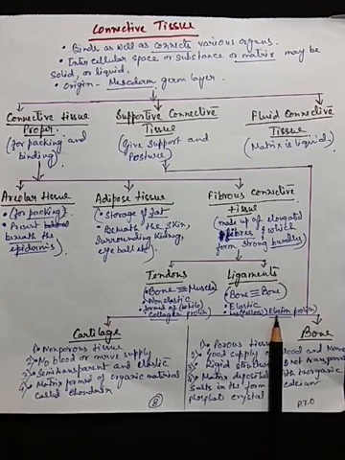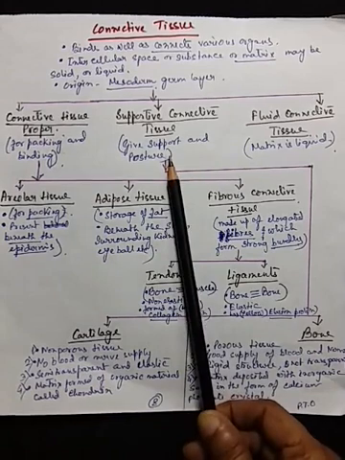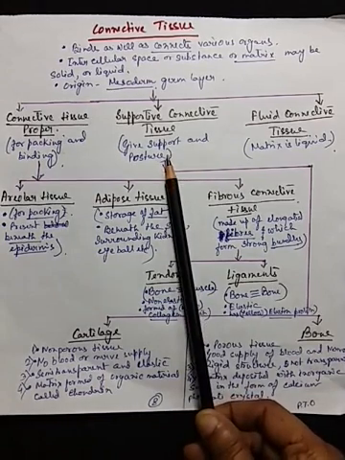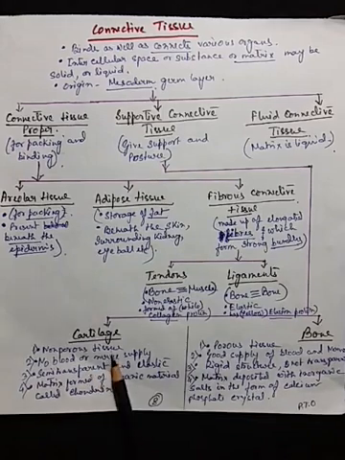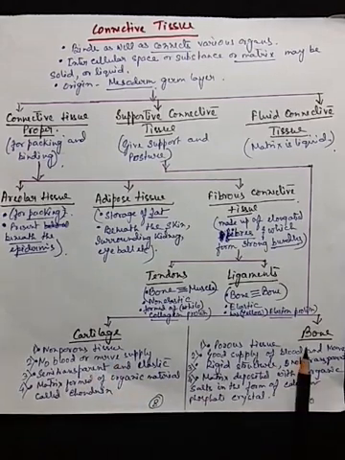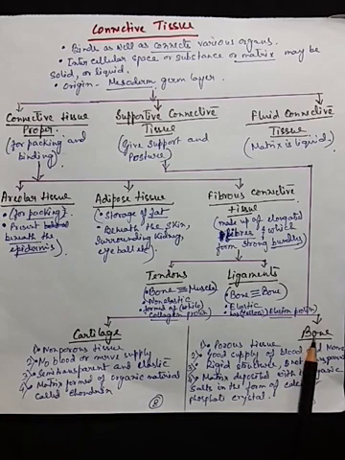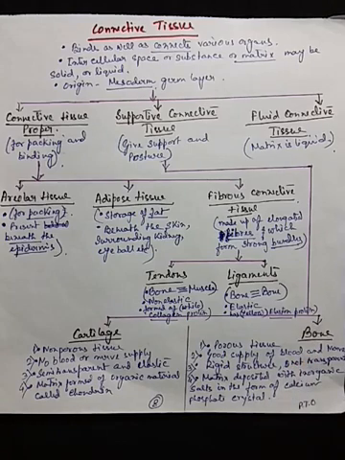Next, I will explain to you the supportive connective tissue. Generally, two types of supportive connective tissues are there. One is the cartilage, another one is bone. Bone is a hard structure and the cartilage is not so hard a structure. A diagram is not needed for any type of the connective tissues, not only bone and cartilage. You only need to learn the explanation of it.